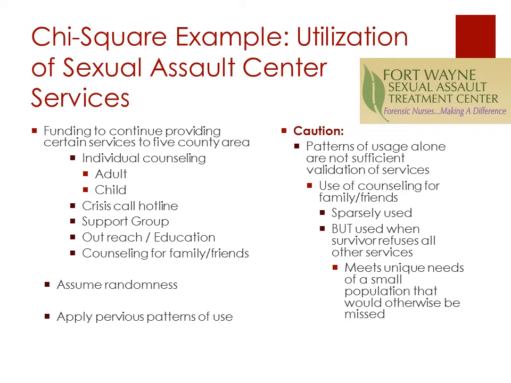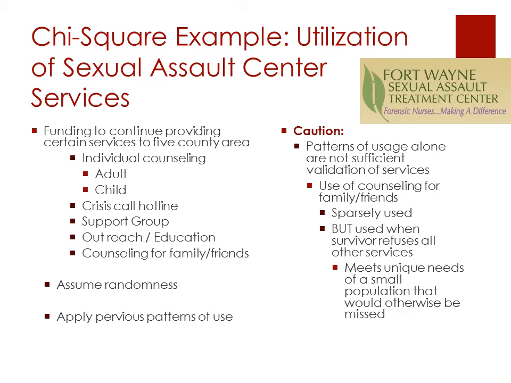To give you an example from when I was working with this data, the use of counseling for family and friends was a very sparsely used set of resources. However, it was used when the survivor was refusing all other services. We were not able to be in touch with the person in any other way and support and help them. But by reaching out and doing counseling for their family and friends, we were able to provide a network around that individual. So that particular resource met a unique need of a small population that would otherwise be missed. So that is another pattern to look at: are particular services meeting the needs of a small, unique population?